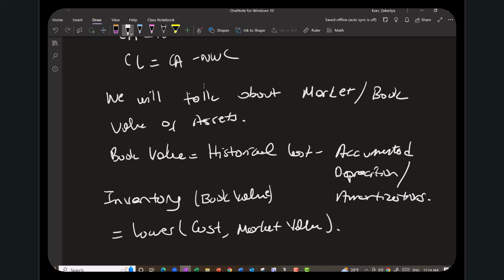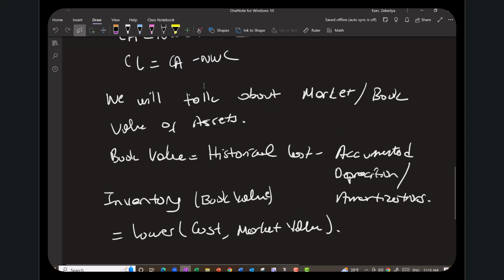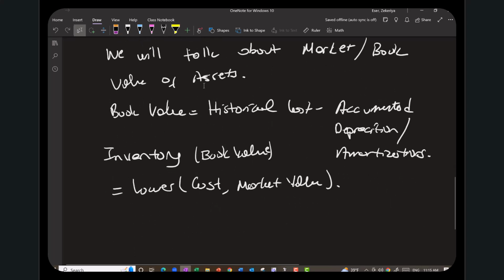There are different methods to calculate the value of inventory. Again, it's not the topic of this class. Amortization is just a different way of doing depreciation. Sometimes you amortize certain assets, even though they're technically depreciable assets. But the idea is the same. Those are non-cash expenses. When you're looking at the book value of the inventory, it's the lower of the cost and the market value.